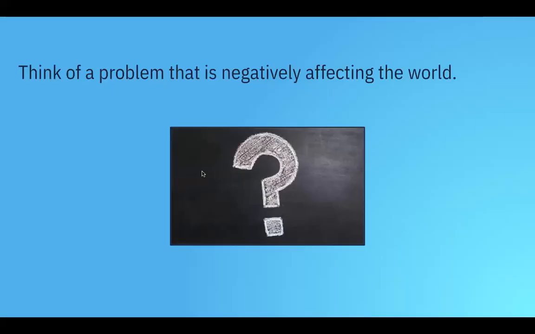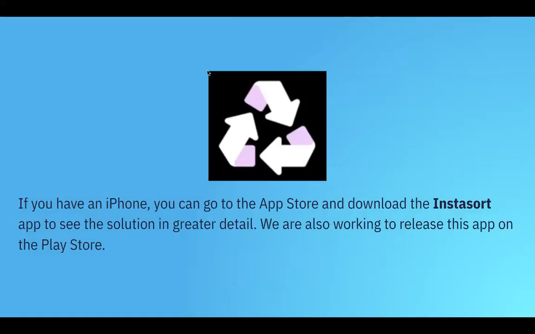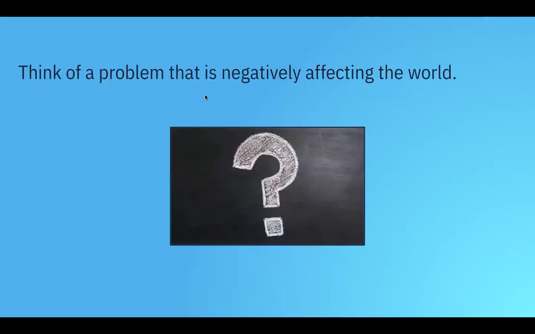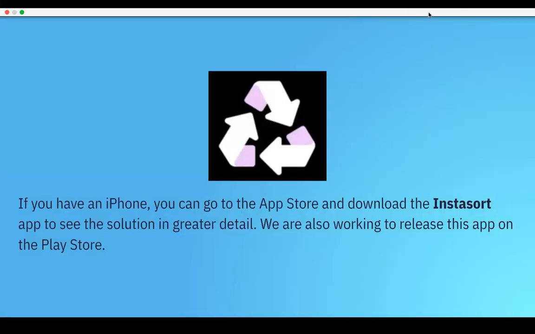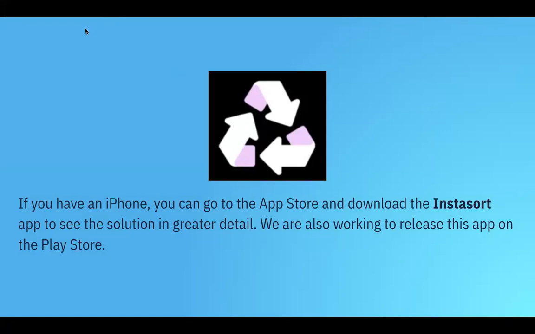Right now, think of a problem that negatively affects the world, and try to create a solution for it that's viable. Consider three factors: cost, feasibility, and effectiveness. I'm going to give you around 10 to 15 minutes just to think about it and type in the chat. Try to do it in detail, as in give the target audience, the approximate cost, and some other factors that might play a role.